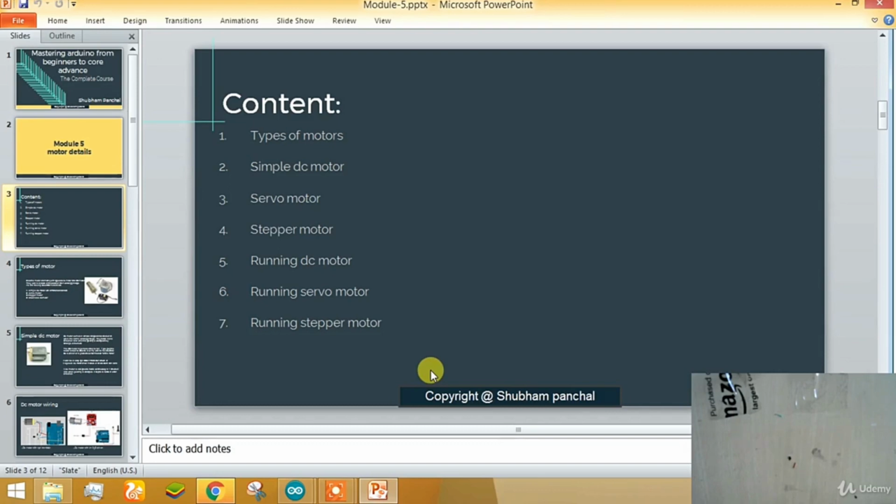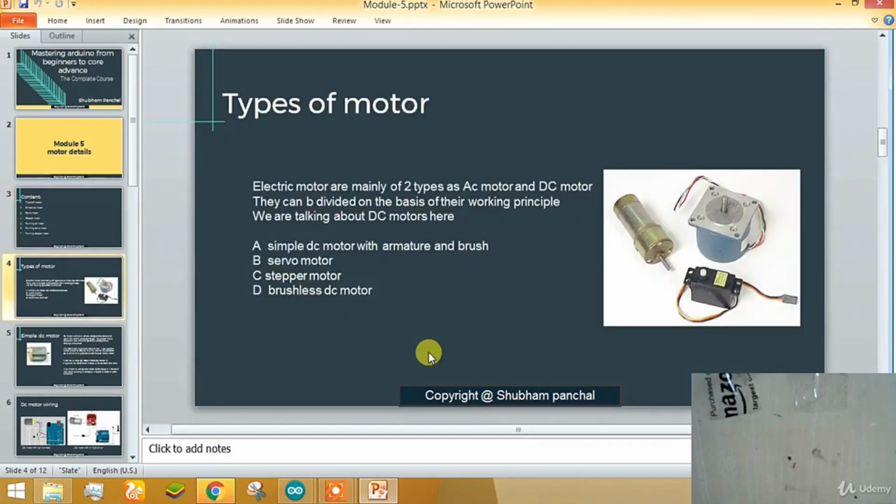Okay, let's just begin. Our first topic. Before starting types of motors, I want to tell you that a motor is an electromechanical instrument that takes electrical power as an input and gives out mechanical power. There are two types of motor in the world. They are AC motor and DC motor. In Arduino, we are mostly talking about the DC motors of low voltages. Okay, let's just start with the DC motors and their types.